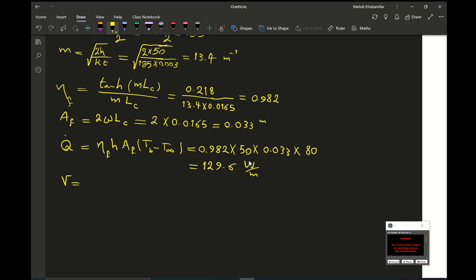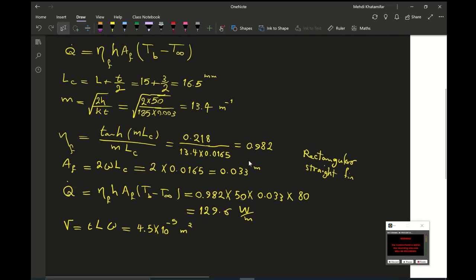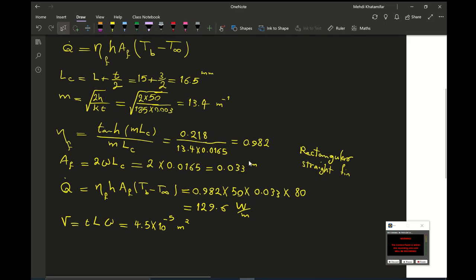What about volume? Because I want to know what the volume is. Thickness, length, depth. And it is going to be 4.5 times 10 power minus 5 meter square for the volume. So this is the rectangular straight fin. This is all the calculations I needed for the rectangular straight fin.